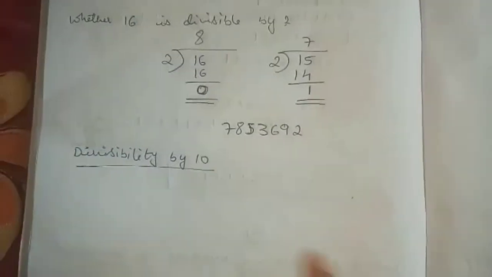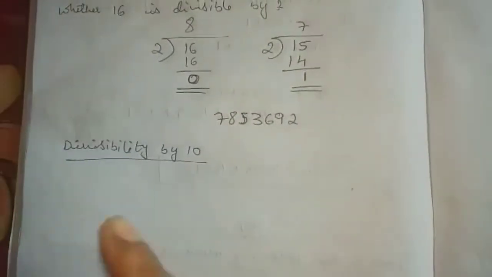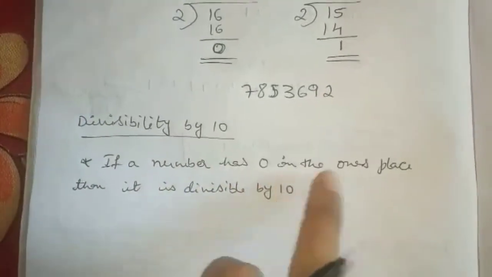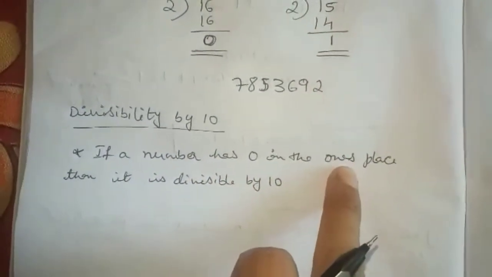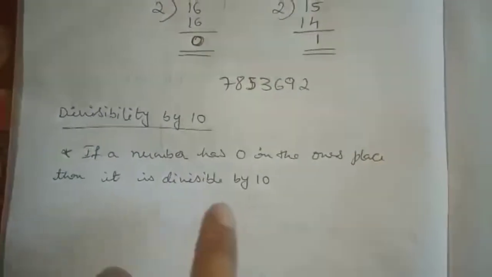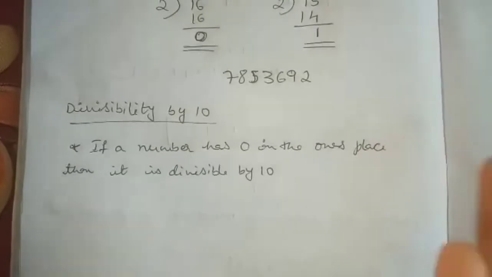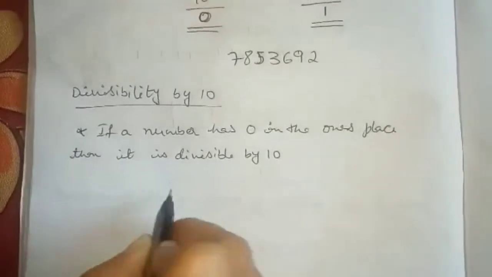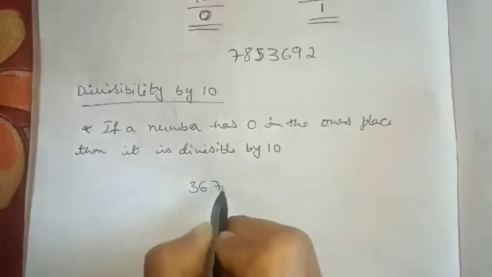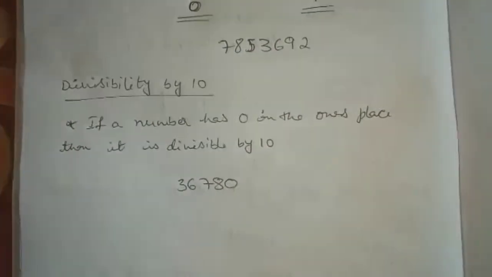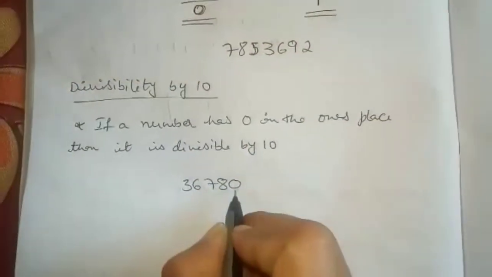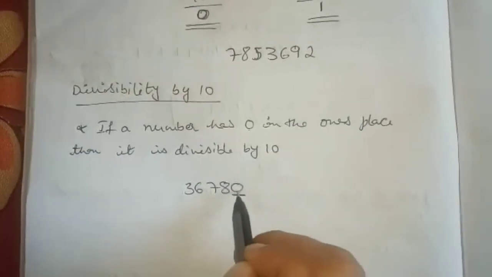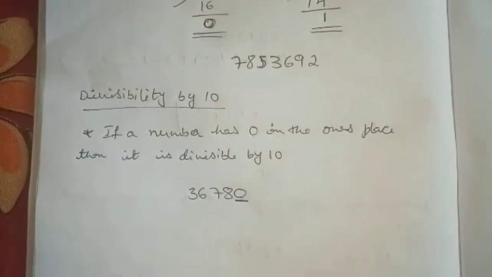So how can you say whether it is divisible by 10? If a number has 0 in the ones place, meaning units place, then it is divisible by 10. So if they have given any number and asked whether it is divisible by 10, what you have to do is see the units place. For example, if they have given this number, you have to see the ones place, also called the units place. If you have 0 at that place, then you can say that it is divisible by 10.